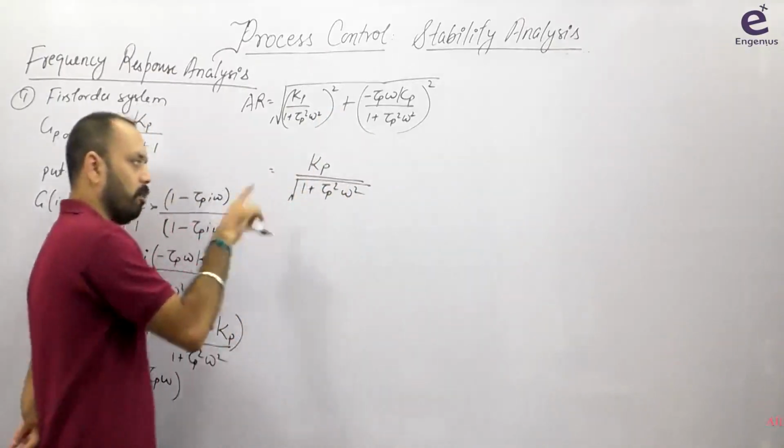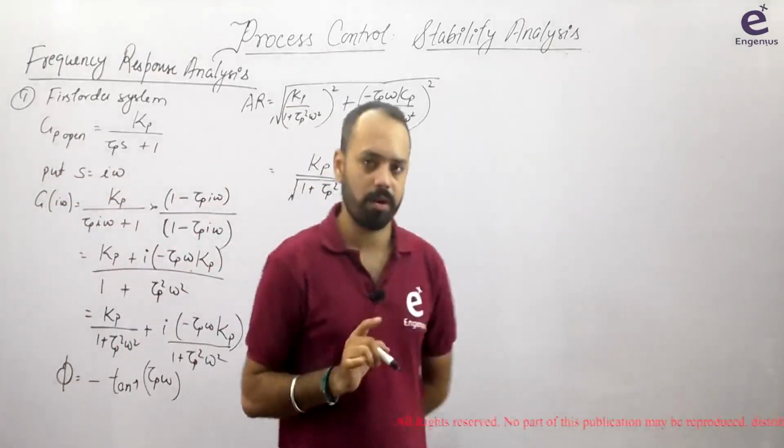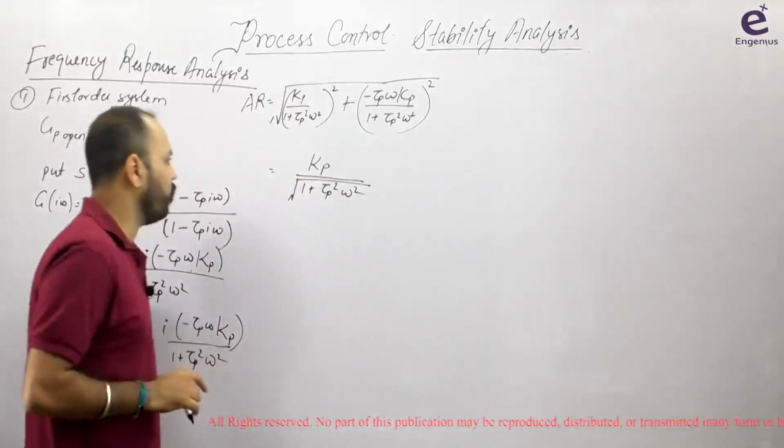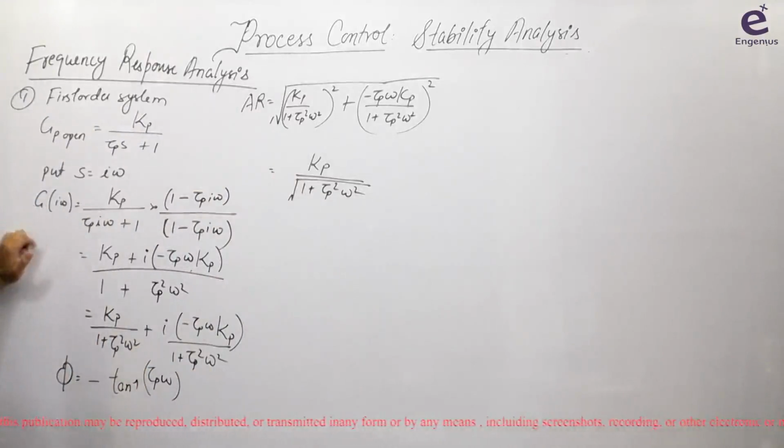I hope you remember that this was the amplitude ratio for the first order system when we discussed the response to a sinusoidal input. The same amplitude ratio, the same phi, I am getting here. So you will get the same answers. And this is the process for a first order system.